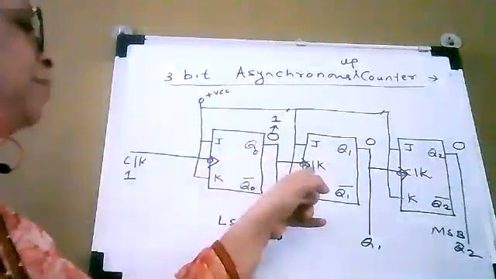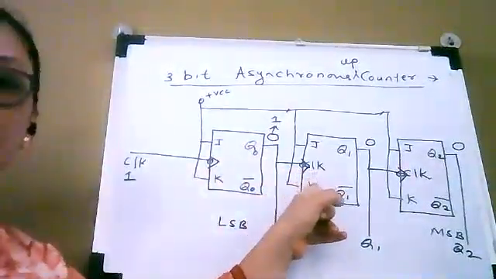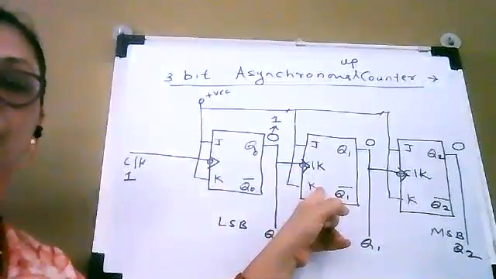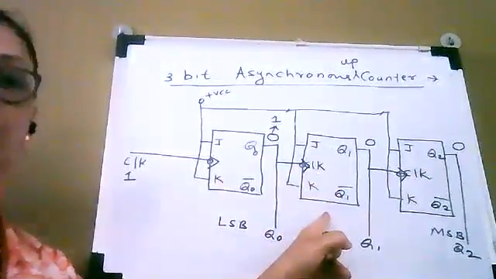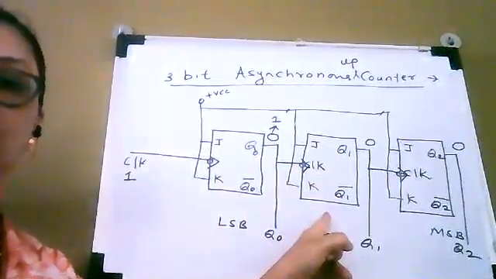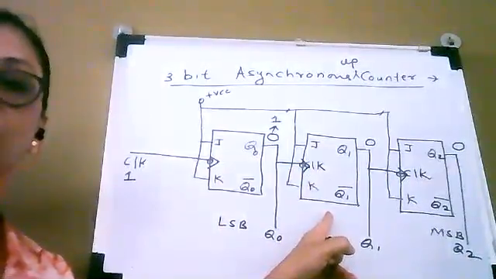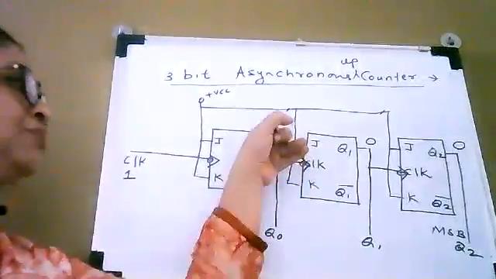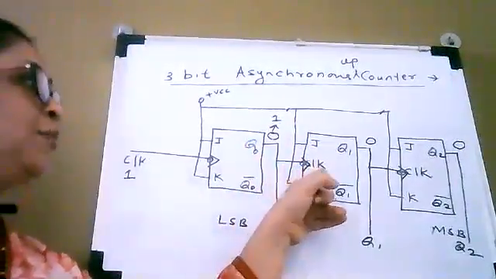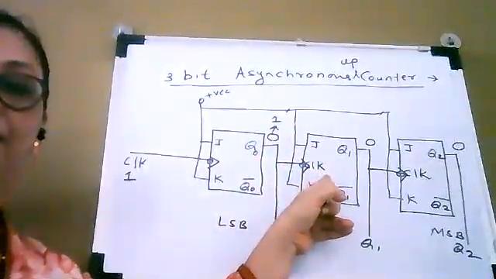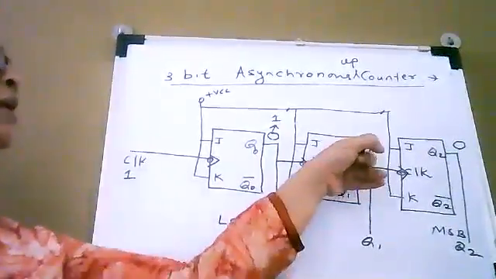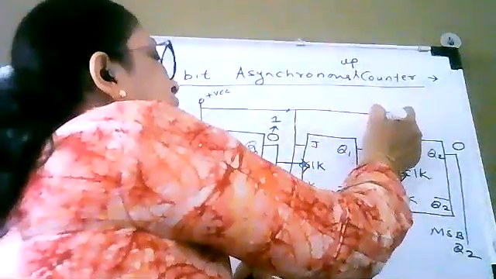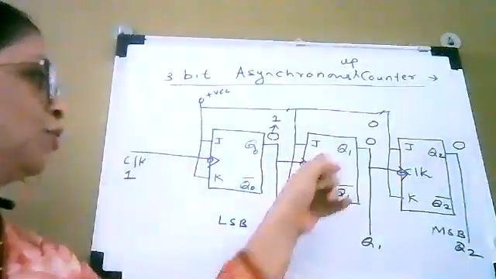This change from 0 to 1 is applied as a clock to the second flip-flop. But in order to change the state of the flip-flop, we have to apply a transition from 1 to 0 and not 0 to 1. As here the transition is from 0 to 1, flip-flop number 2 will not be activated. So its output will remain as it is, which is 0.